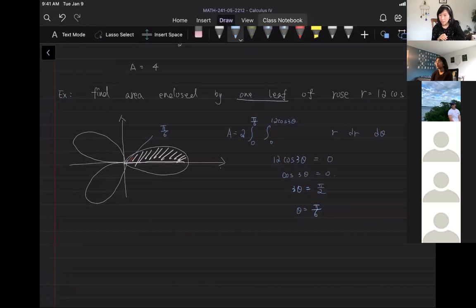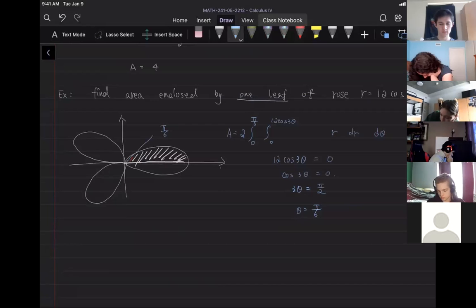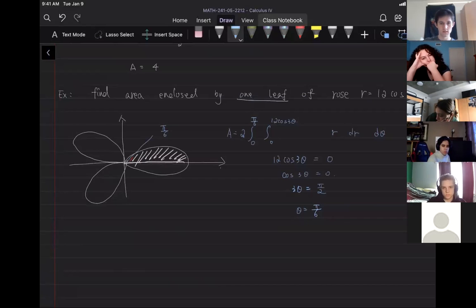Are you okay, Rowan? Did you get the same thing? Yes. Any question for this exercise problem? I'm confused why we're doing this at all, if we can find the area of these roses without doing double integrals.